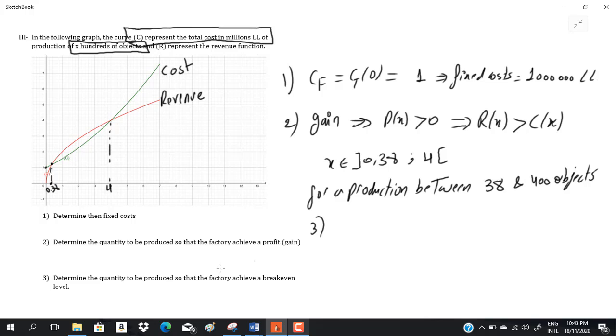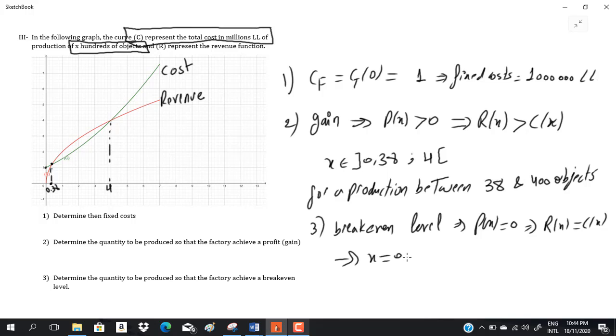And part 3. Determine the quantity to be produced so that the factory achieves a break-even level. We say we have a break-even point when the profit is equal to 0. No gain, no loss. But we don't have the profit function here, so it is when R of X equals C of X. It means where they intersect. So X equals 0.38 or X equals 4. So for the production of 38 or 400 objects.